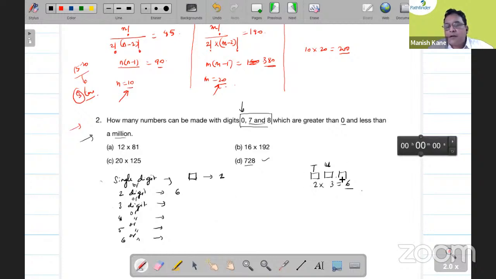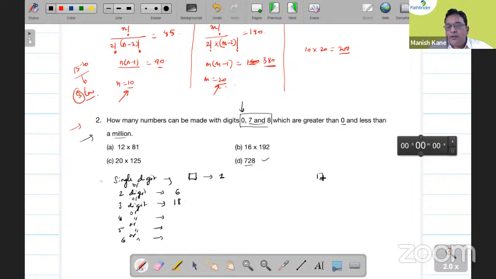Similarly, how many 3-digit numbers will we have? Let us quickly calculate the number of 3-digit numbers. So we have 1, 2, and 3 digits. The first place, that is the hundreds place, cannot have 0. So I can fill it in 2 ways. And the remaining 2 positions I can fill in 3 ways. So 3 into 3, 9, 2 nines are 18. So there are 18 3-digit numbers.